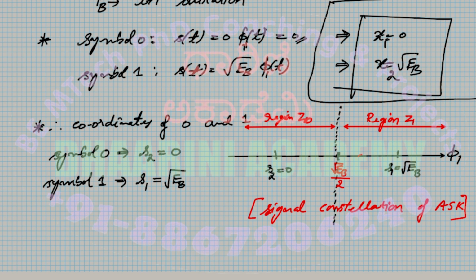So, we have the gap between the 2 points equal to EB itself. So what is the decision boundary? It is the midpoint of them, that is equal to root of EB. So basically we observe there is a segmentation happening on the phi 1 axis. So the Z0 region corresponds to symbol 0, and Z1 is the region corresponding to symbol 1. Is it okay?